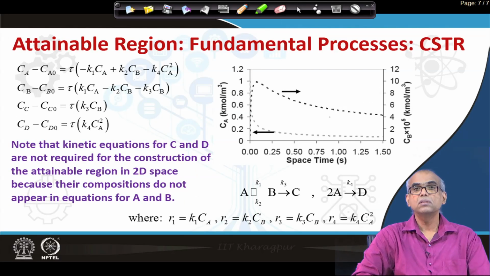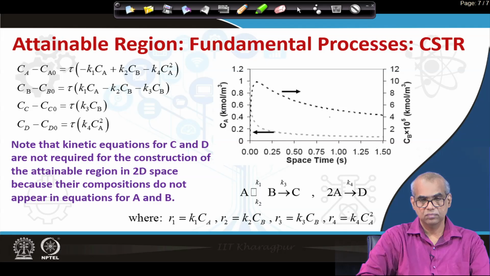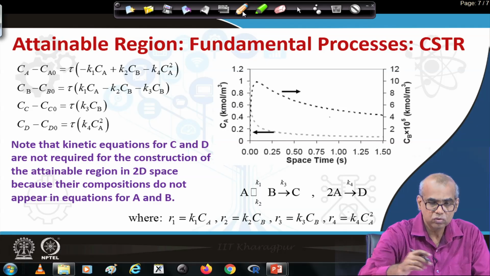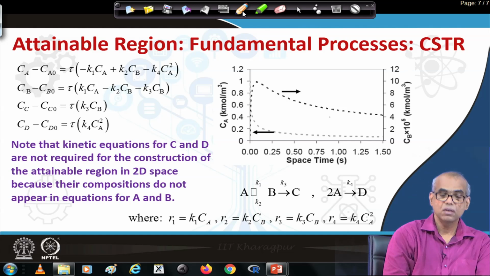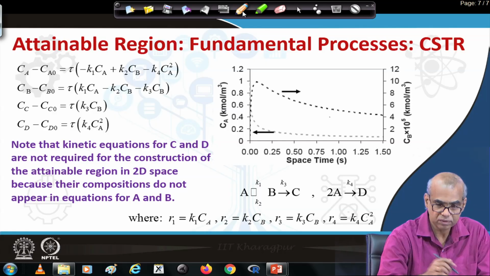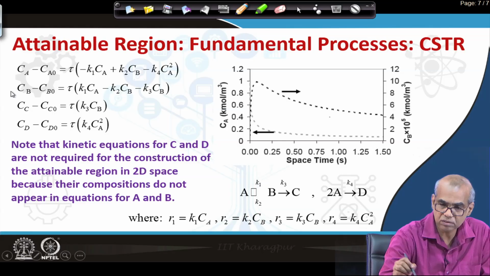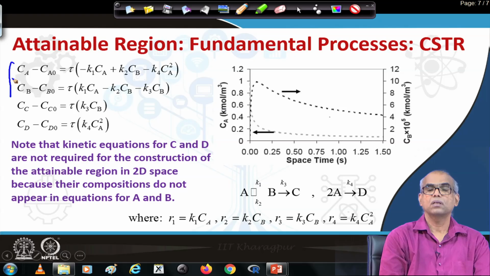Now, let us move on to the next fundamental process, the CSTR. Again, we need to worry only about equations for A and B, because the kinetic equations for C and D are not required for the construction of the attainable region in 2D space, because their compositions do not appear in the equations for A and B. So, focus your attention only on the first two equations.